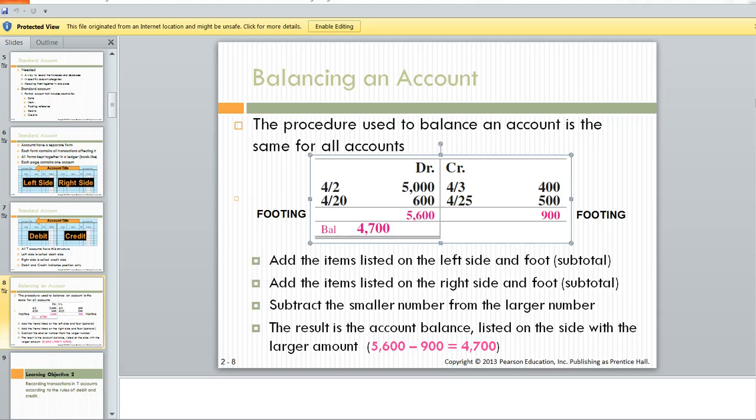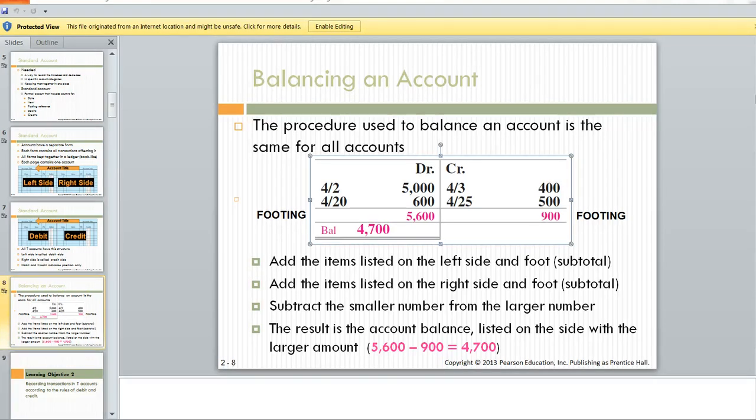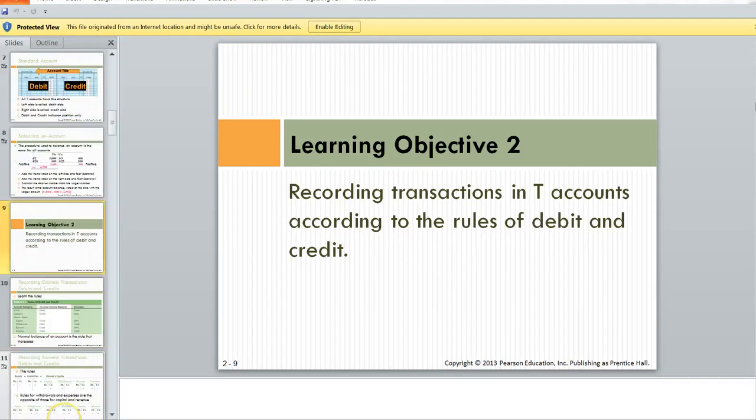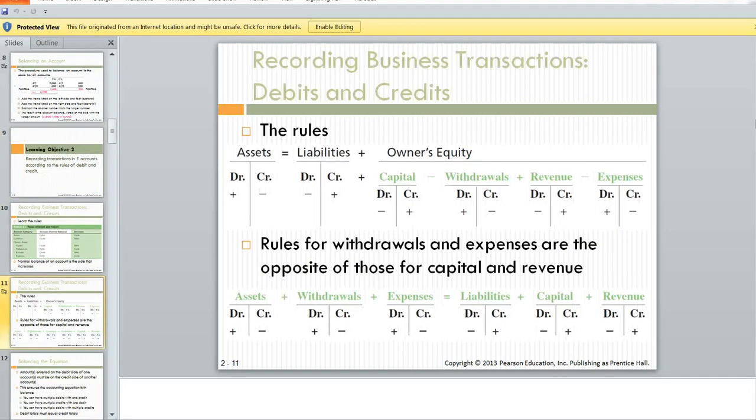Let's see what else we have here. Why isn't this cooperating with me? Okay, here are your rules.